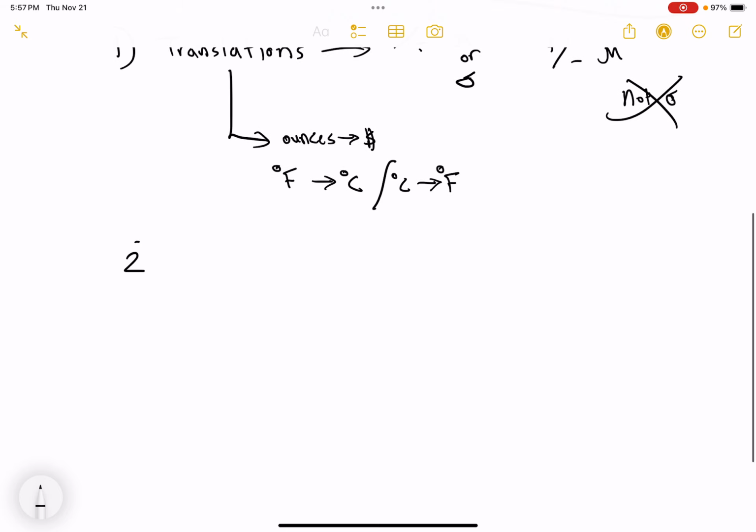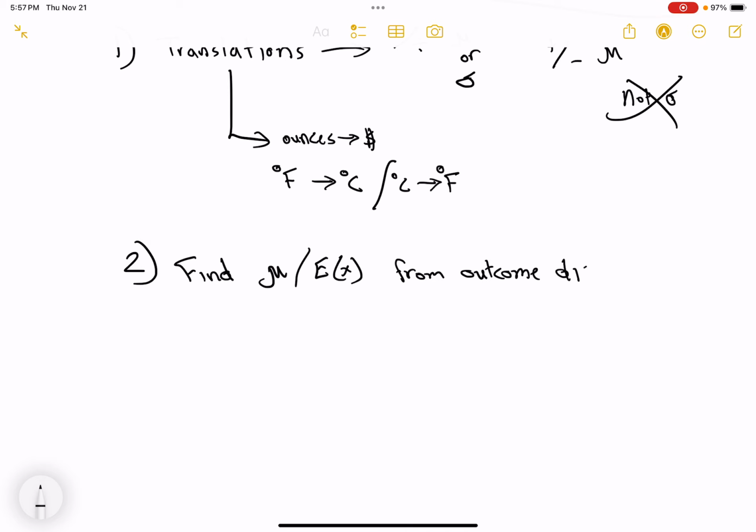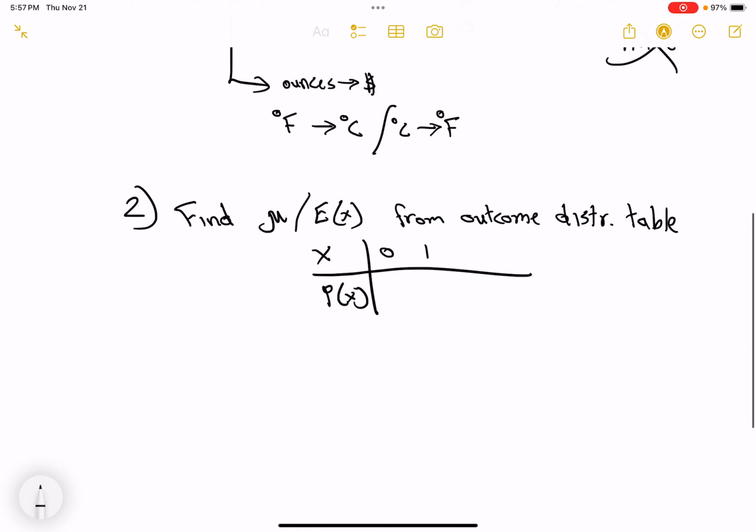Part 2. Know how to find mean or expected value. Know that those are the same things. From an outcome distribution table. Right? So if I have my x, P of x's set up, and all of my values set and their various probabilities, know that you have to take your various outcomes. Let's say it's 0, 1, 2, and 3. And let's say they're all equivalent for the sake of argument. It's just 0.25, 0.25, 0.25, and 0.25.